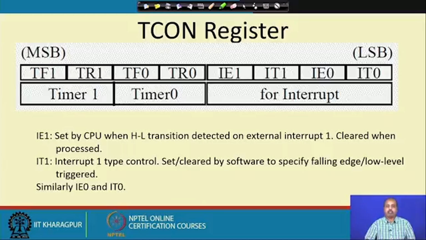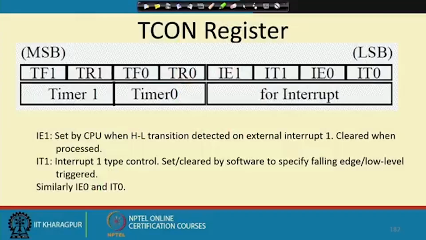So we have to be careful in setting these interrupt types, depending upon the device that we are connecting to the system. We may like to have these interrupts edge triggered or level triggered, but both are low: edge triggering is high to low edge, and level triggering is low level triggered. And similarly, we have got the IE0 and IT0 bits for the INT0 interrupt.